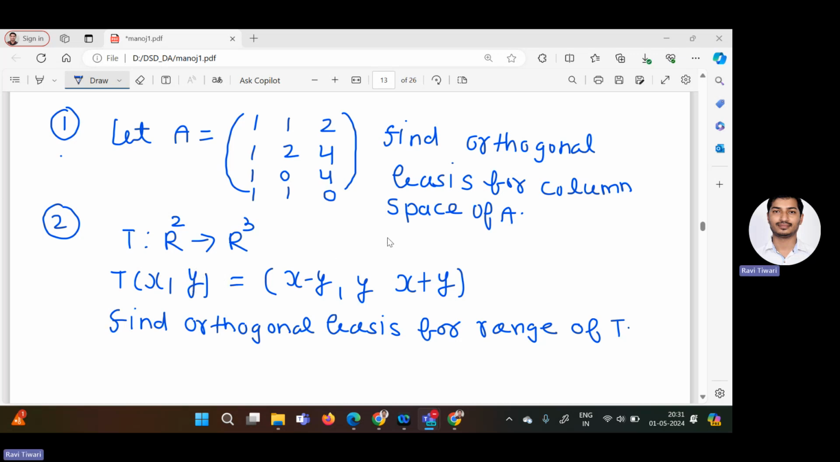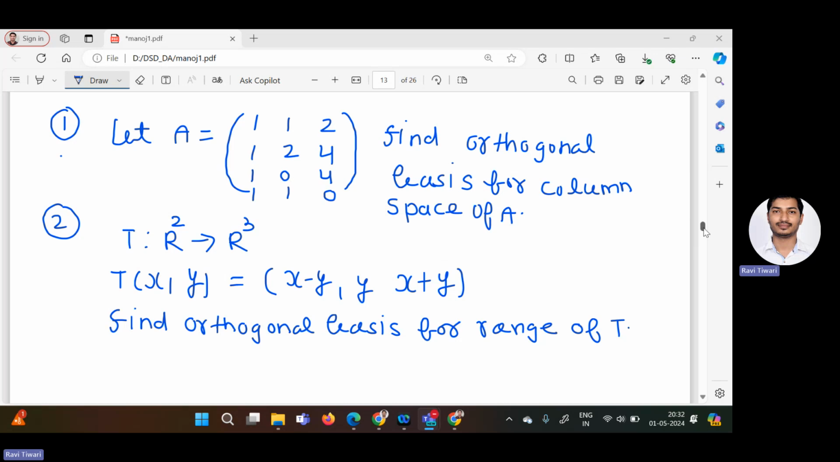So how do we calculate an orthonormal basis for the column space of A? I hope you are all aware of column space. First we convert the matrix into row echelon form and find those columns in which we get pivot elements. We choose those columns, and they give the column space of A. After getting the column space, we can apply the Gram-Schmidt orthogonalization process and calculate an orthogonal basis.